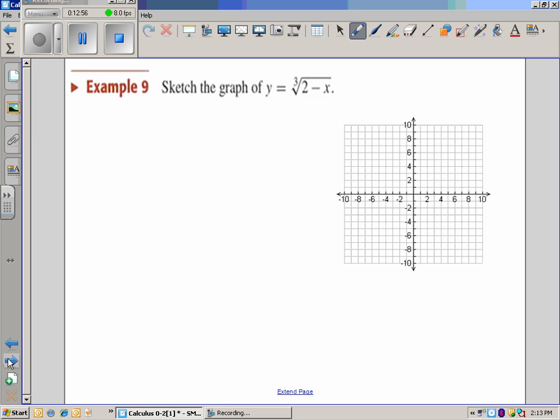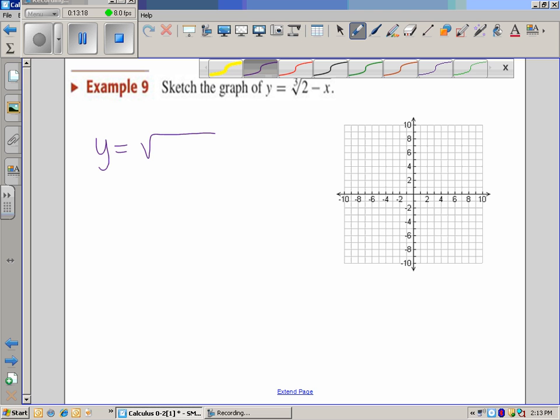Sketch the graph of y equals the cube root of 2 minus x. Go ahead and pause now, and then sketch that. All right, so it's a cubic function, and I'm going to go ahead and rewrite it because I want it to be in a form that I can see. And that's a cubic function.